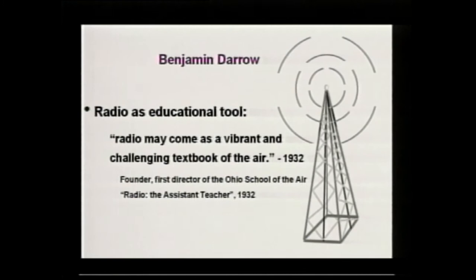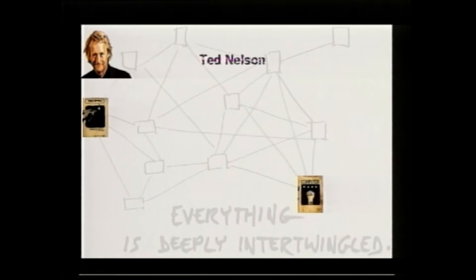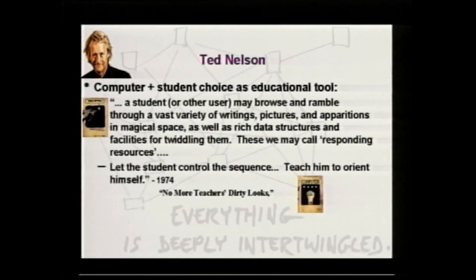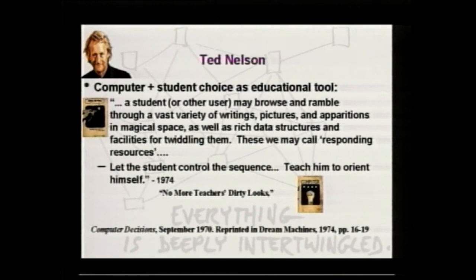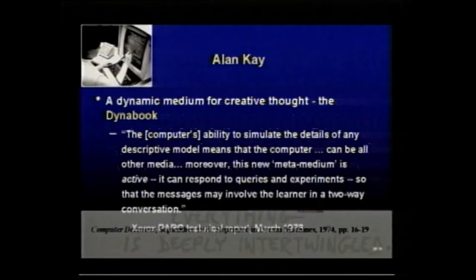Here's what Ted had to say in a wonderful anti-classical CAI, the drill and kill, now Johnny school of software, in which he talked about computers and choice and talked about a magical space, the sort of magical space that Ivan visualized, for example, in his AFIP paper in 1965 about virtual reality. Let the student control the sequence. Responding resources, that's where it's at.